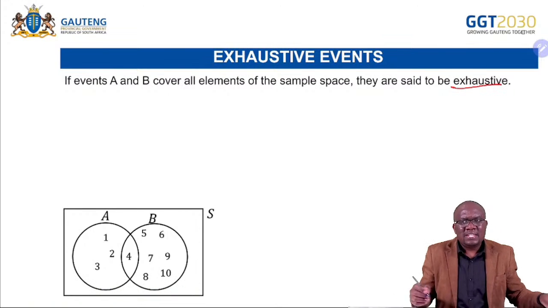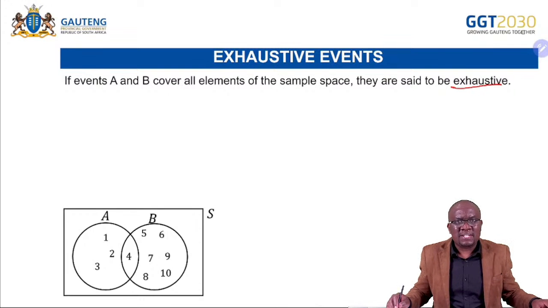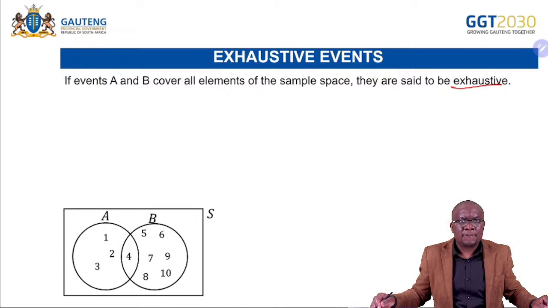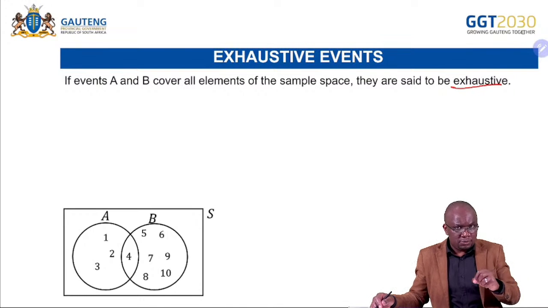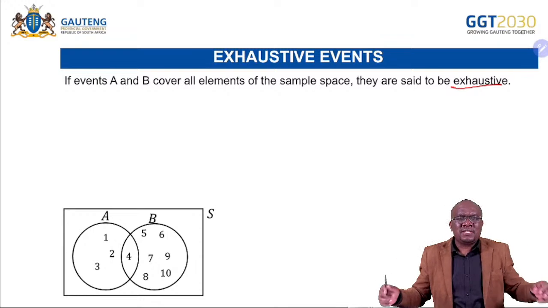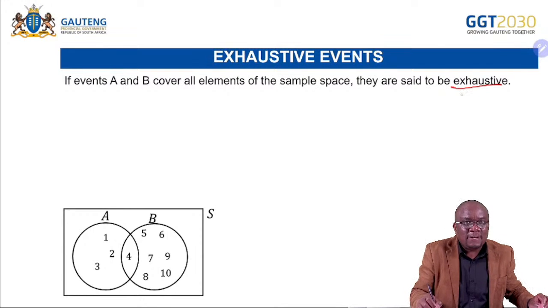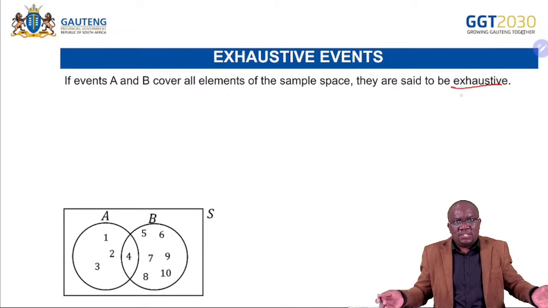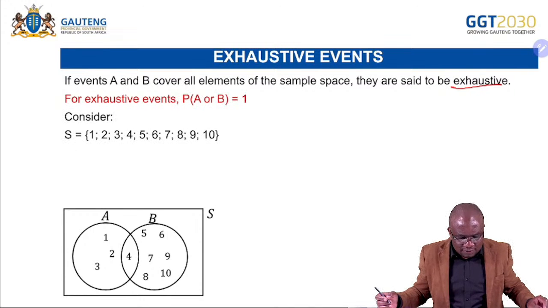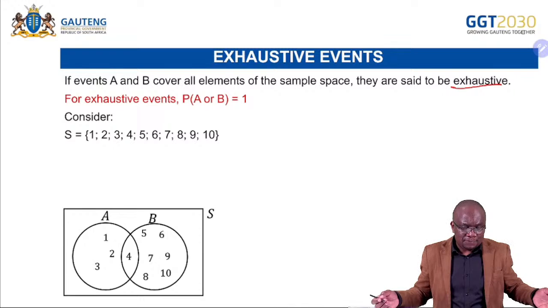Okay? If events A and B cover all elements of the sample space, they are said to be exhaustive. Let's go back to our example of mathematics and mathematical literacy. Those two events are exhaustive because if I say learners that are doing mathematics or mathematical literacy, it is everyone in the class. These events that take everything in the sample space are called exhaustive events. What is to exhaust? You finish. So for exhaustive events, the probability of A or B is 1, isn't it?